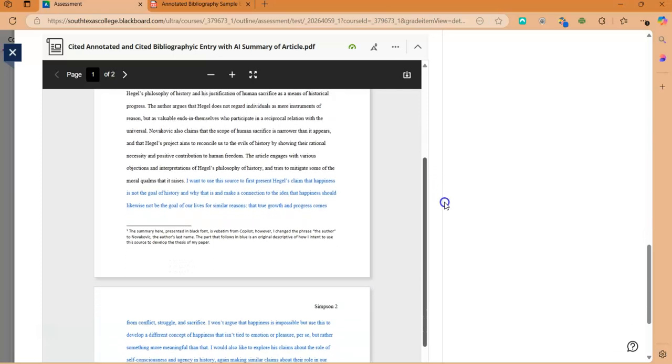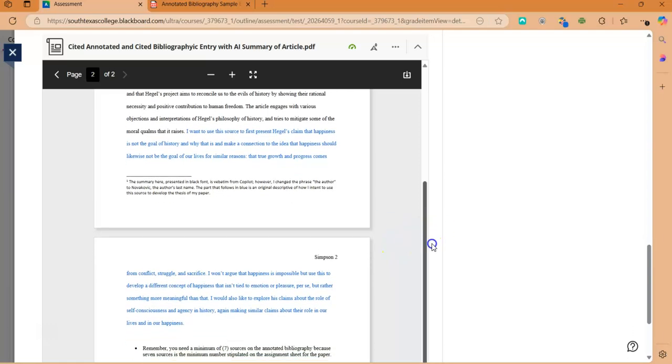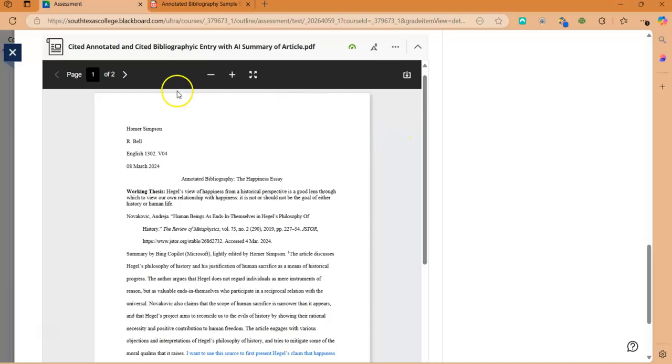And so I've got my explanation there. But notice here I say the summary presented in black font is verbatim from Copilot. However, I changed the phrase "the author" to Novakovic, which is the author's name. The part that follows in blue is an original description of how I intend to use this source to develop the thesis of my paper. So again, that's just one example there.